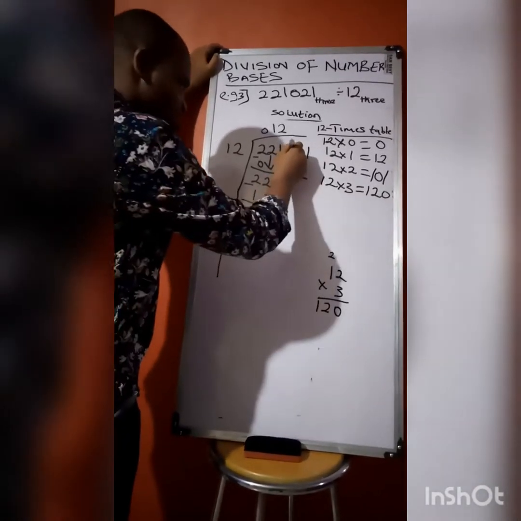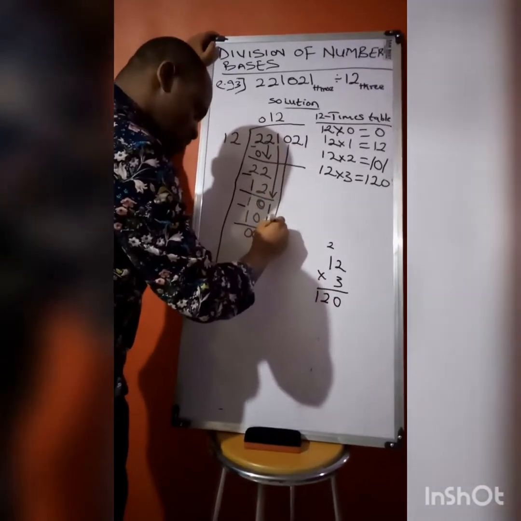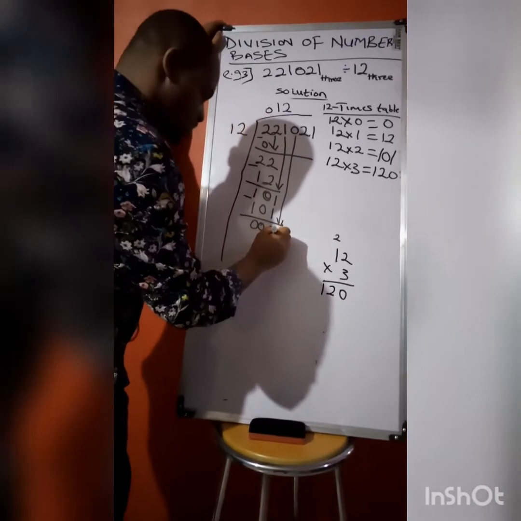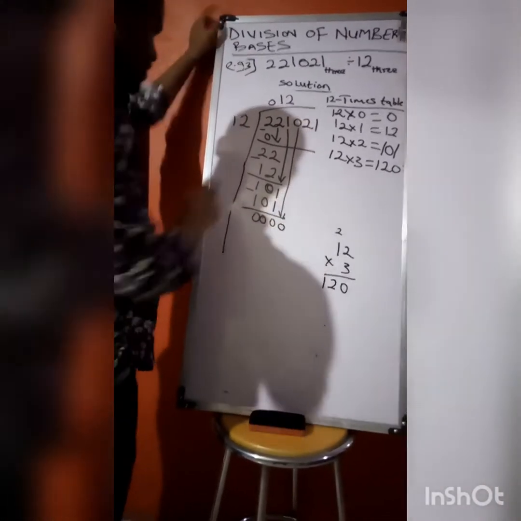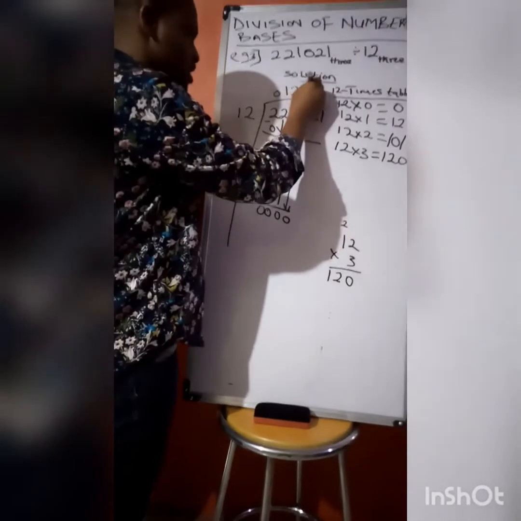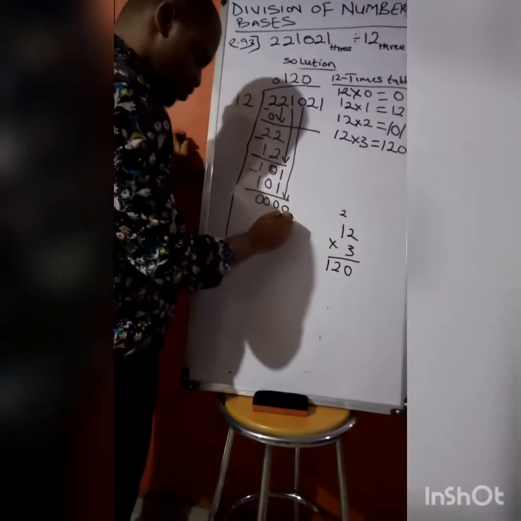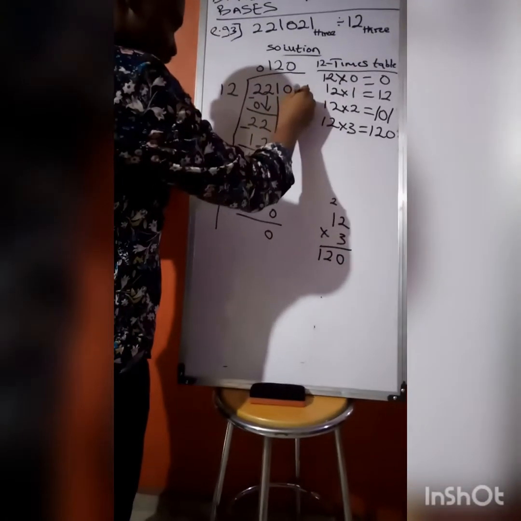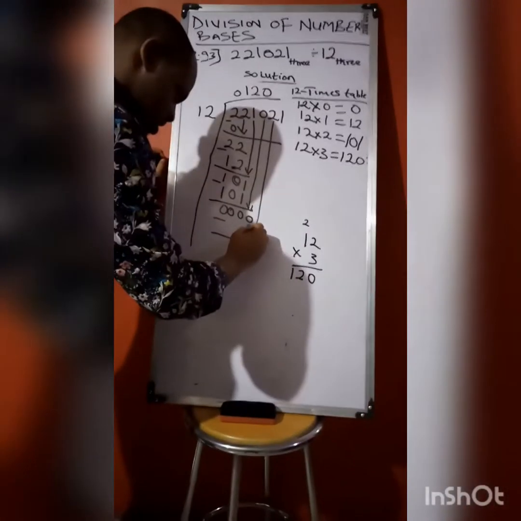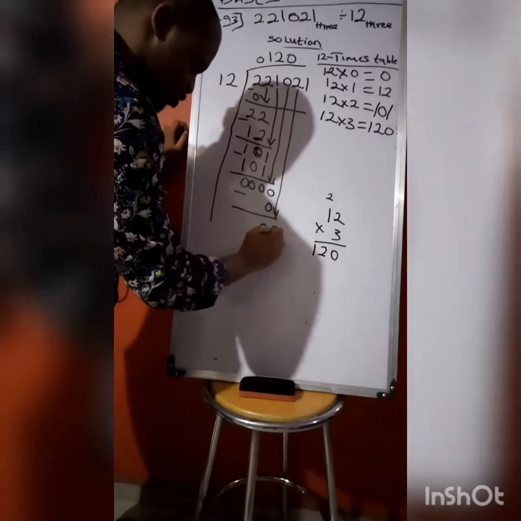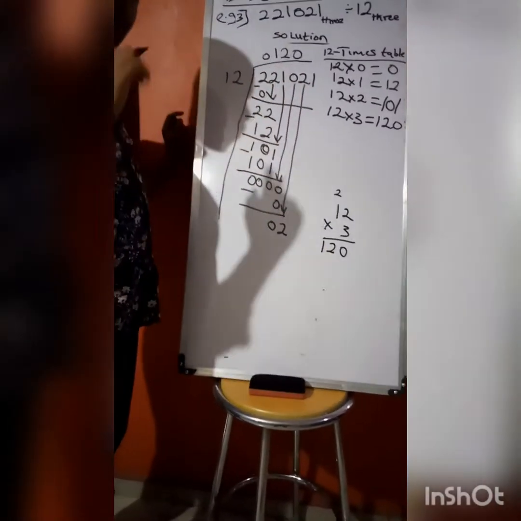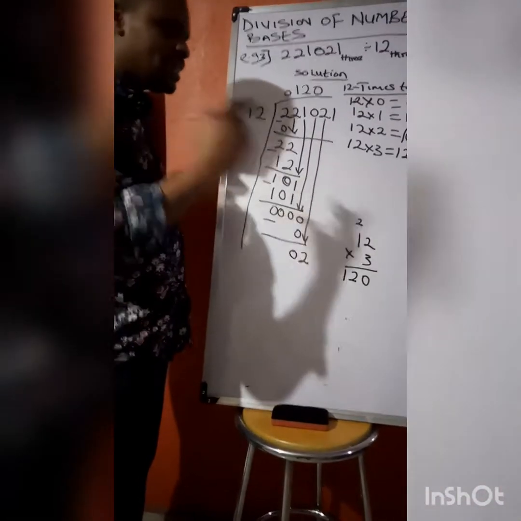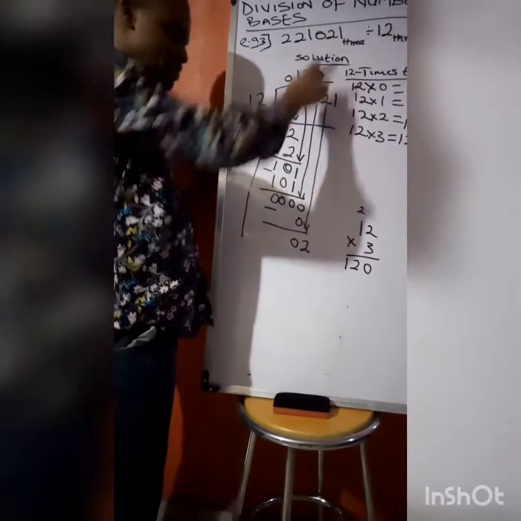Now the next thing is to bring down this number. The next number, which is what? 0. 12 into 0 is 0. 0 times 12 is what? 0. I subtract. I'll be having 0. The next thing to bring down is this one, which is what? 2. You can see how I'm bringing them one after the other. Don't rush and bring down 2 numbers. You are going to miss a point.